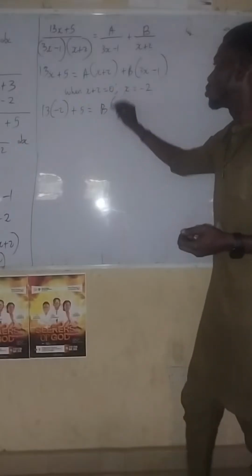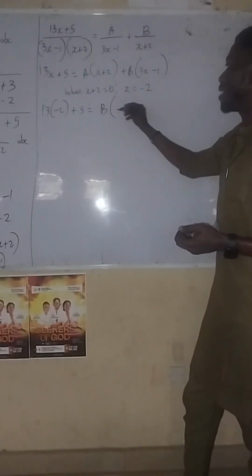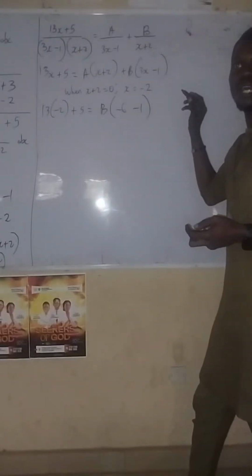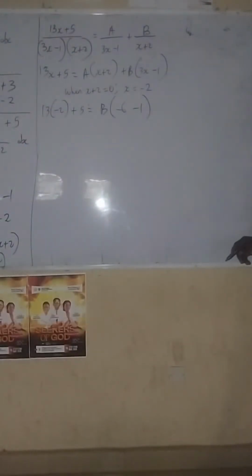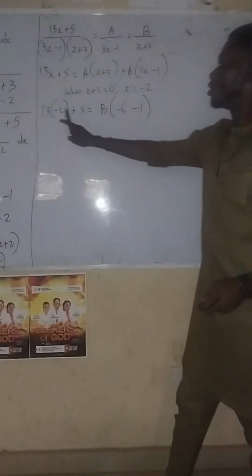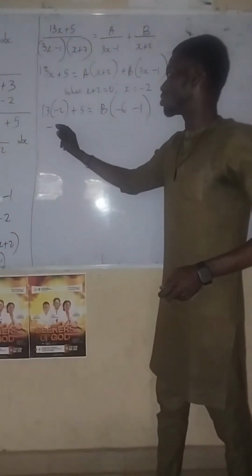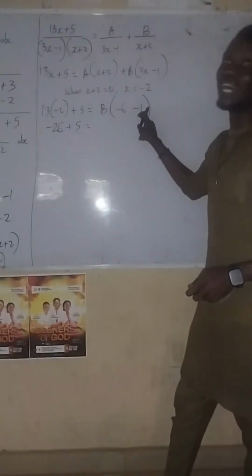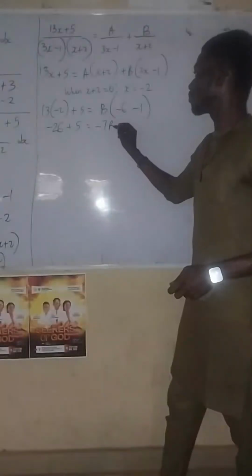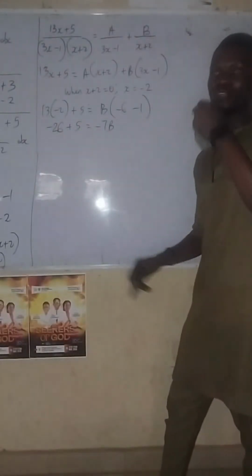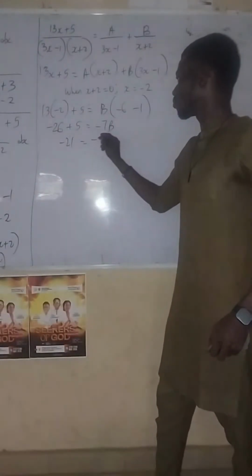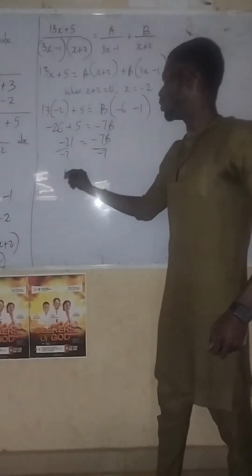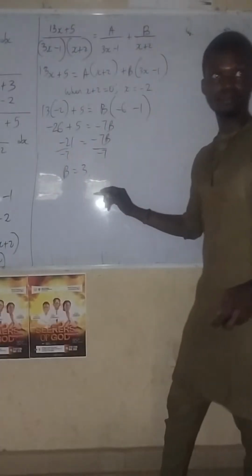That will be B into minus 2 times 3, that's minus 6, minus 1. I'm only rushing a little because it's late. So this is the last question. Now, this times this gives us minus 26 plus 5 equals minus 7B. Minus 26 plus 5, minus 21. You will divide both sides by minus 7. B is what? 3, right?